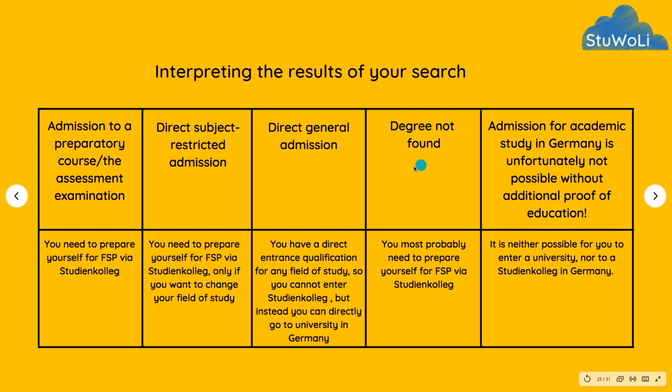Some of you might say, I have not found my degree. Well, okay, I understand. For some countries, there are specific degrees which are not listed in the database. In that case, there is no possibility for you to know it in advance. You need to really try it. And usually those degrees which are not listed end up making you go to Studienkolleg. So you're in the right course here, so to speak. But please beware.